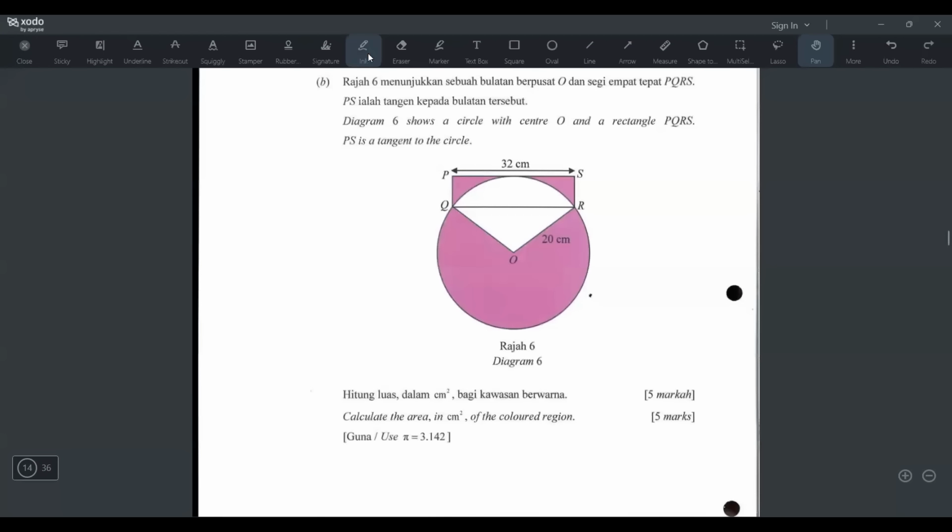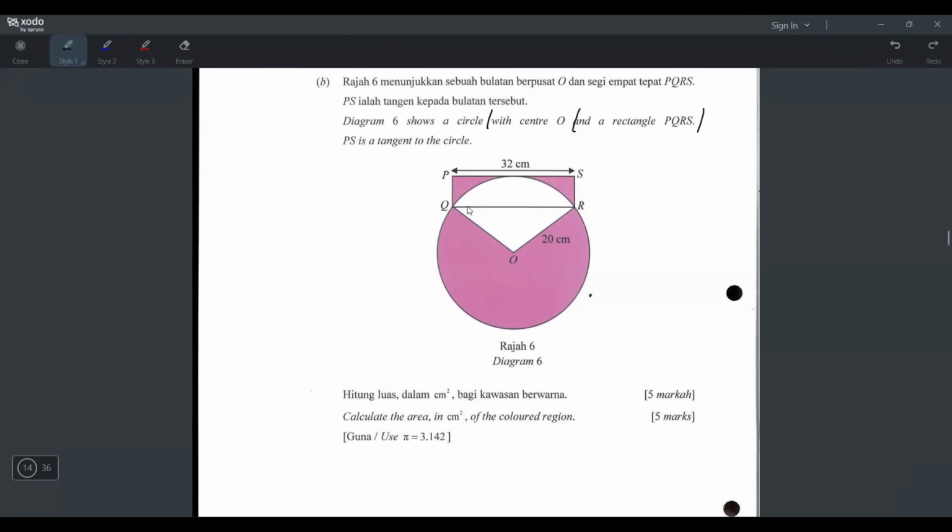Okay, let's do B now. This is also circular measure. Diagram 6 shows a circle with center O and rectangle PQRS. When it's a rectangle, you need to know that the angles are 90 degrees, and also the opposite sides must be equal in length. So I can see that PS is 32, so we can assume that QR is also 32, right?